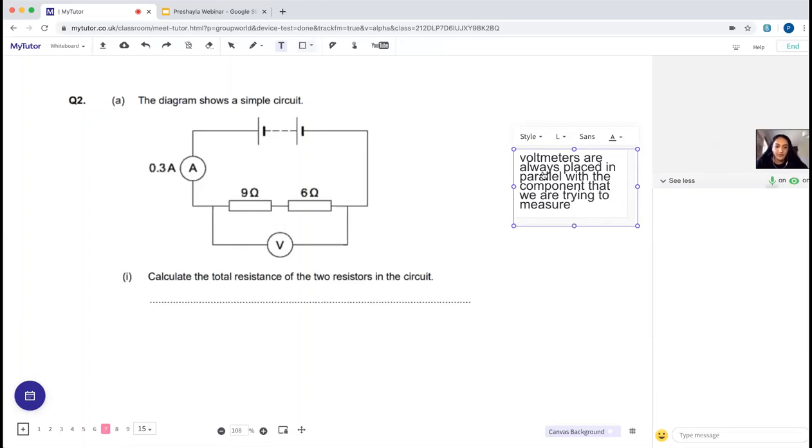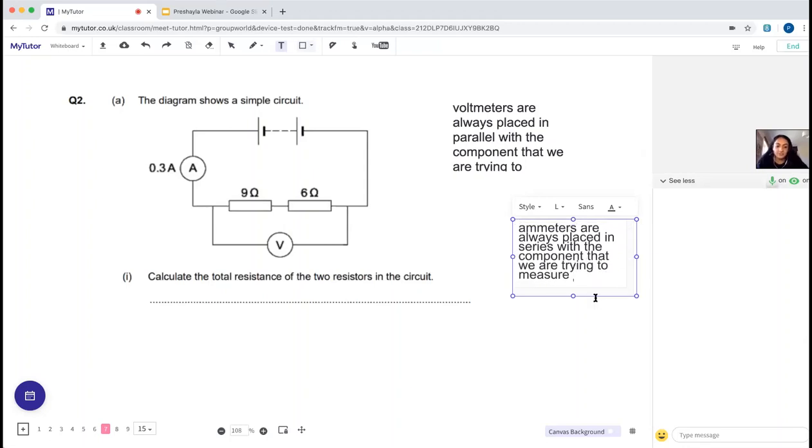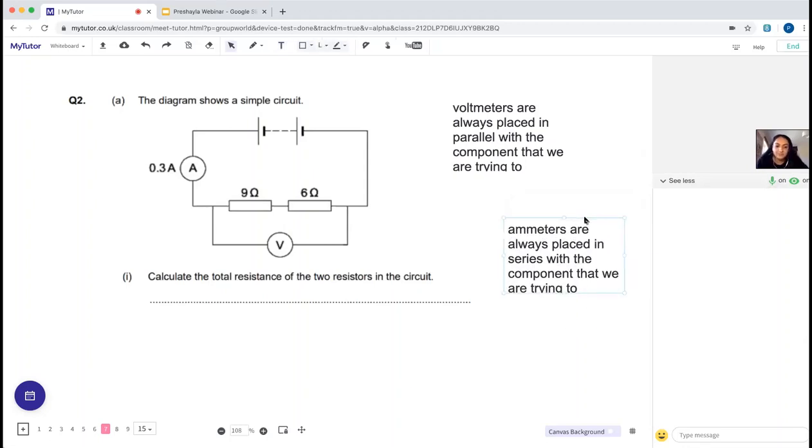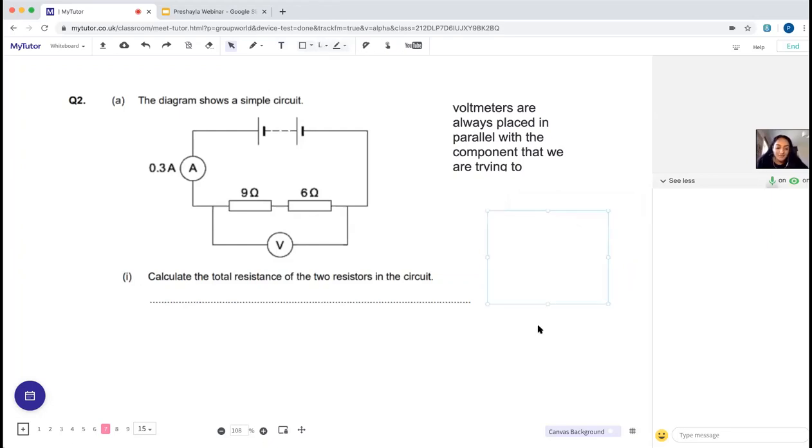Okay, now that's the rule for voltmeters, but what about the rule for ammeters? Well, ammeters are always placed in series with the component that we are trying to measure. So they are our 2 rules for ammeters and voltmeters. So ammeters are always placed in series.